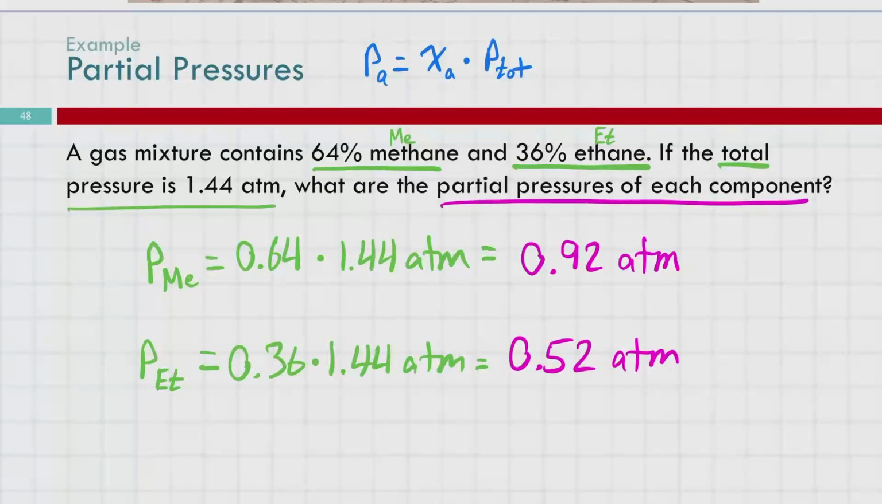Questions about our partials? I said partials and I had flashbacks to calculus.